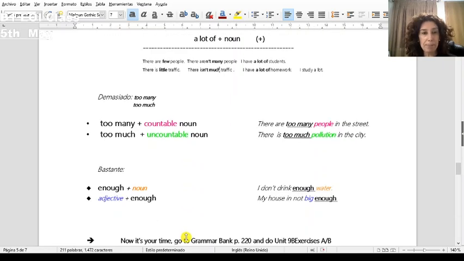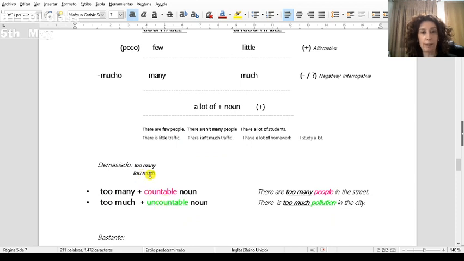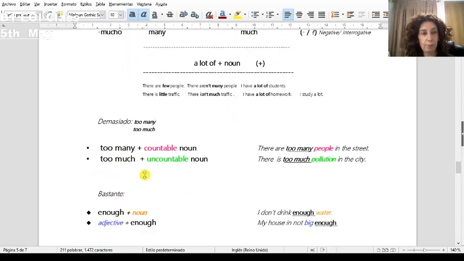Pero ¿qué pasa si yo no quiero enfatizar en la cantidad? Quiero enfatizar la cualidad. Para enfatizar la cualidad, utilizo el too más el adjetivo que describe esa cualidad. Por ejemplo, he is too short, demasiado bajito, to play basketball.